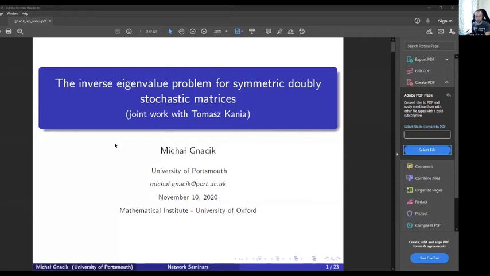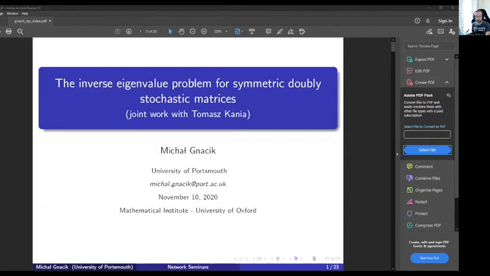Okay, so today I'm going to speak about the inverse eigenvalue problem for symmetric doubly stochastic matrices. This is a fairly recent work with Tomasz Kania from the Institute of Mathematics in Prague, Czech Republic. I'm actually not a specialist in the subject at all.